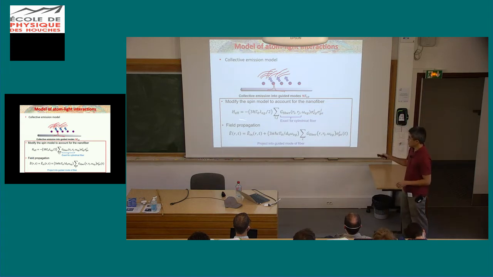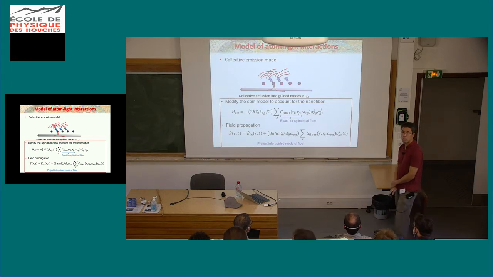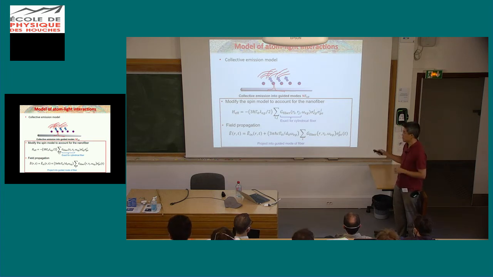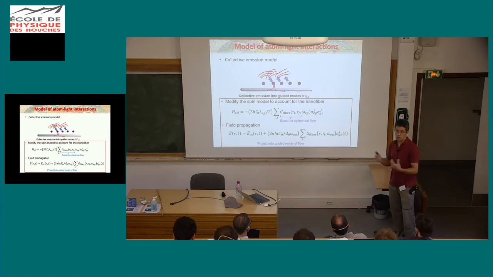So the only thing that changes in the spin model is that instead of putting in the electromagnetic Green's function for free space, you should put in the Green's function for a nanofiber system. Physically, this Green's function says: if I put an oscillating point dipole at position, let's say, rj, what's my total radiated field at another position, let's say, ri? But now accounting for the dielectric perturbation of the nanofiber in vacuum.